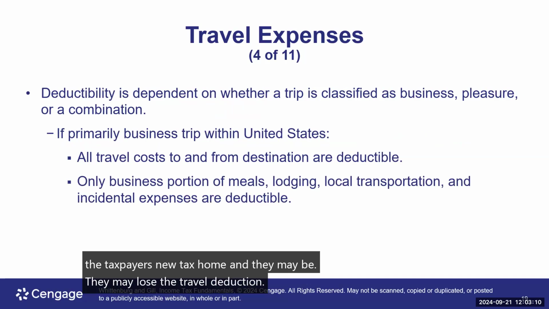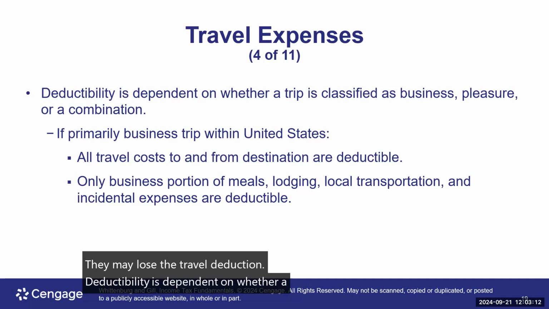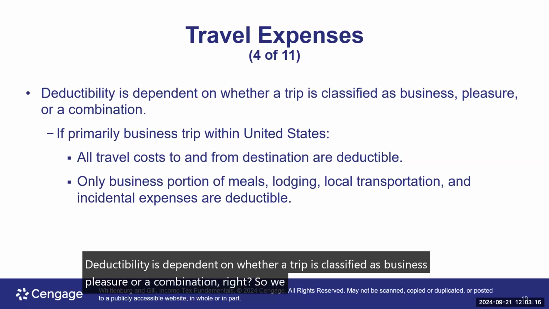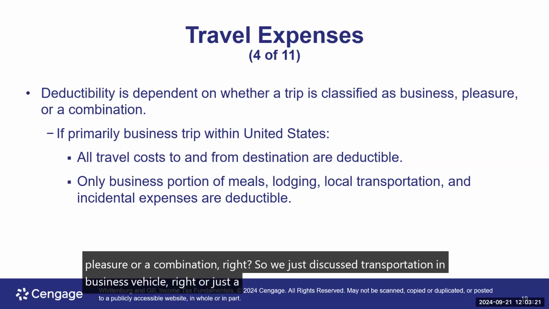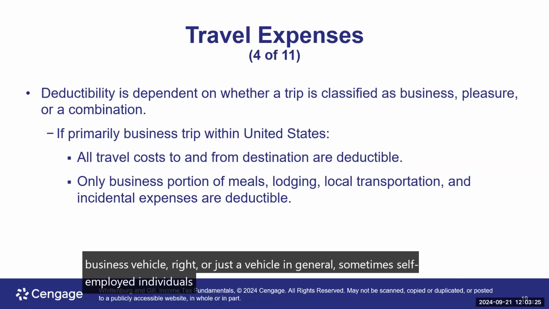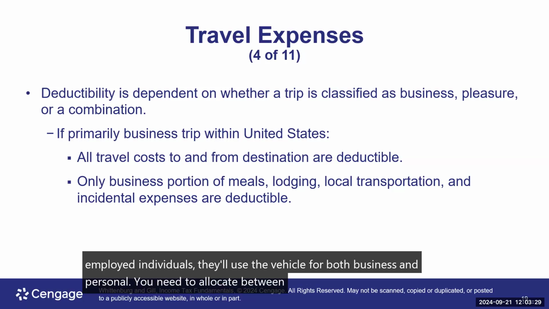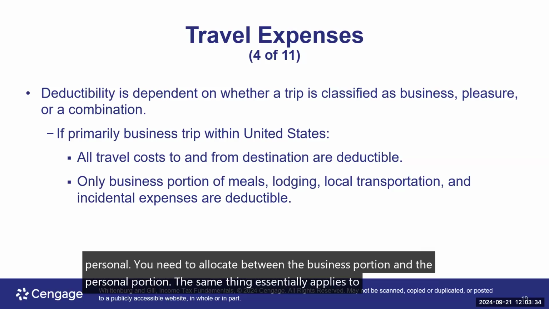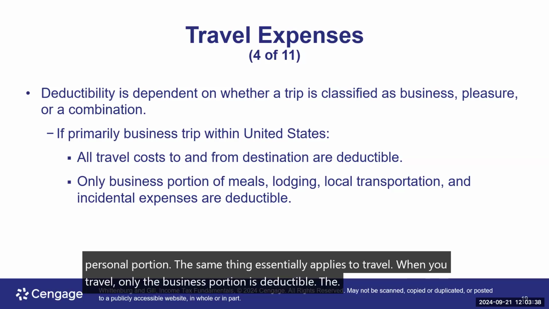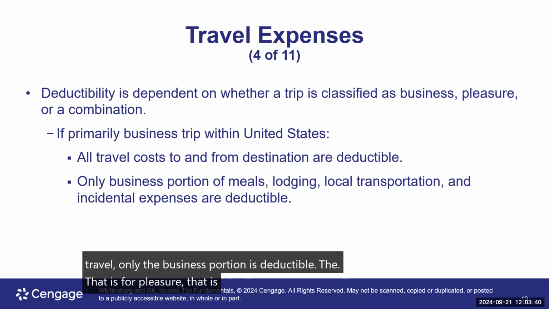Deductibility is dependent on whether a trip is classified as business, pleasure, or a combination, right? We just discussed transportation in a business vehicle, or just a vehicle in general. Sometimes self-employed individuals use the vehicle for both business and personal, and you need to allocate between the business portion and the personal portion. The same thing essentially applies to travel. When you travel, only the business portion is deductible. The portion that is for pleasure is not deductible.